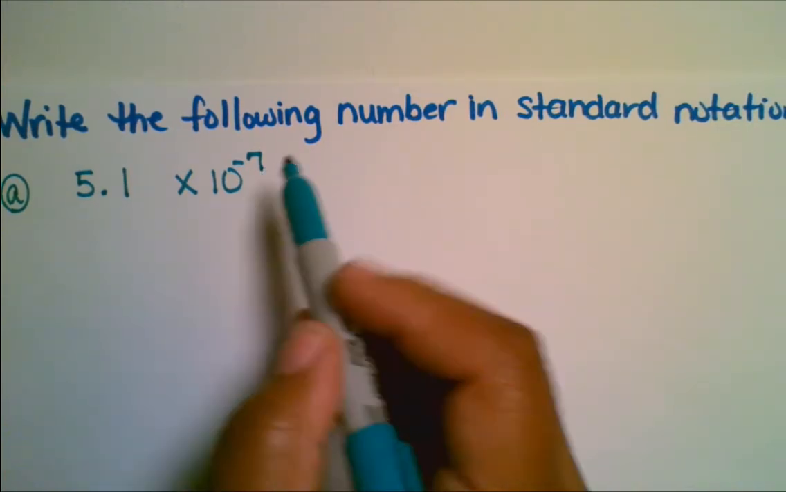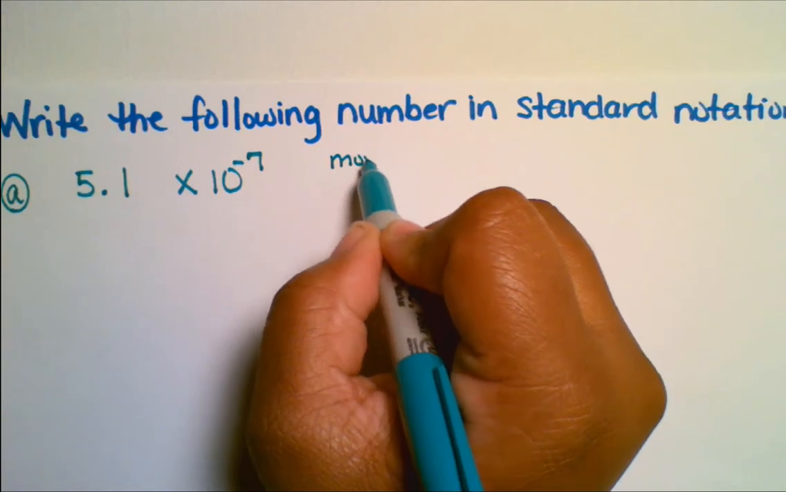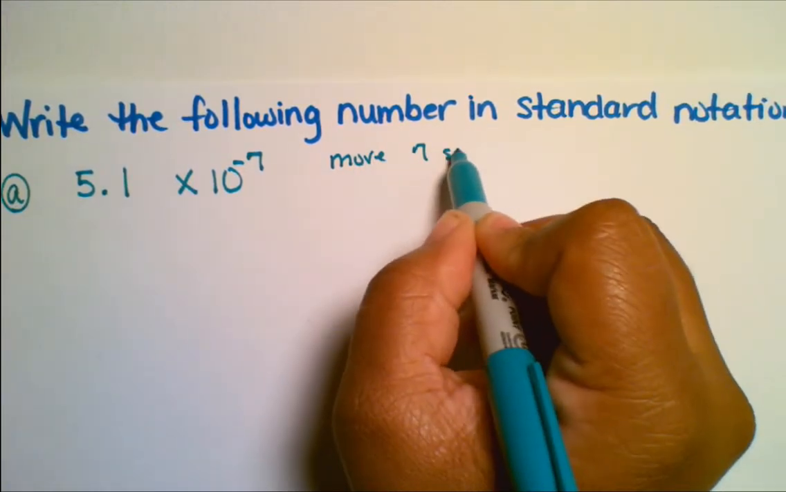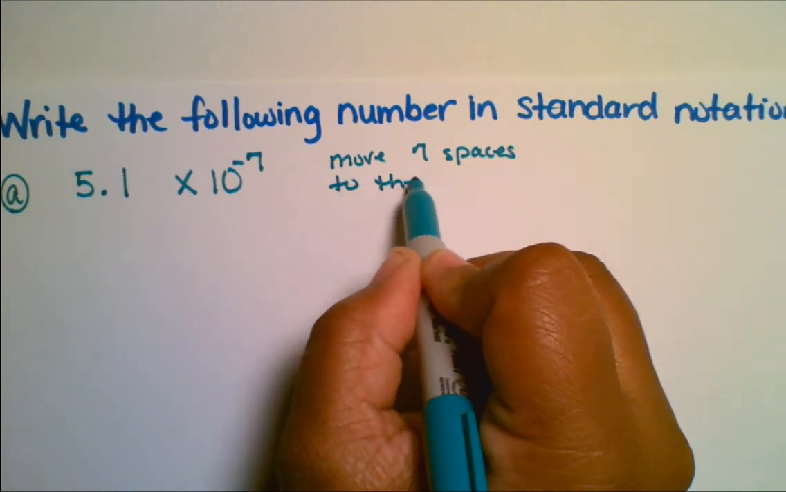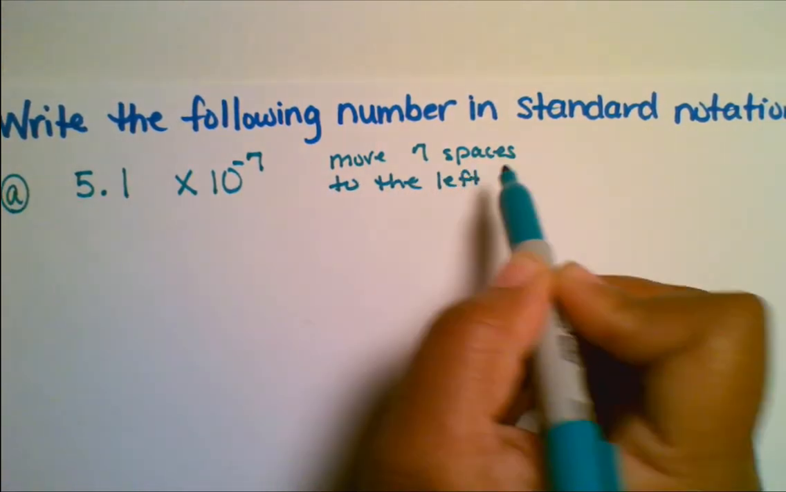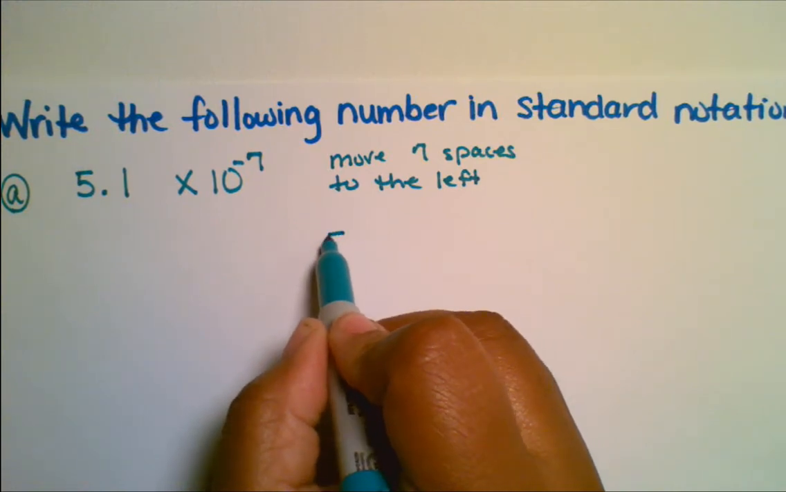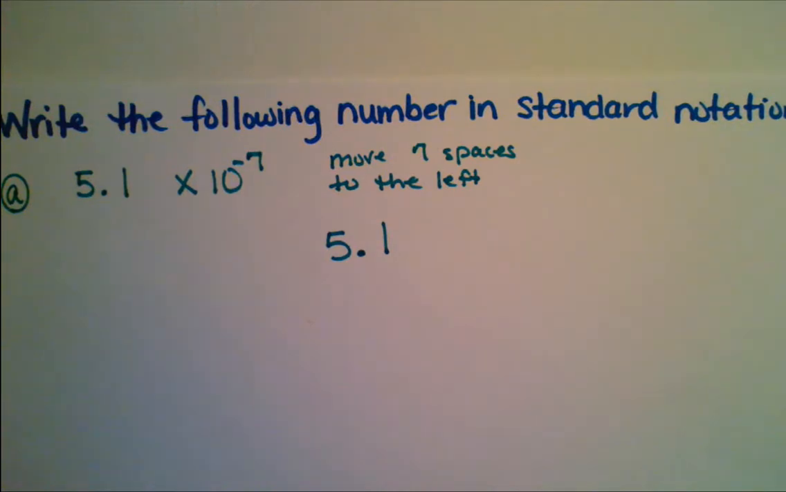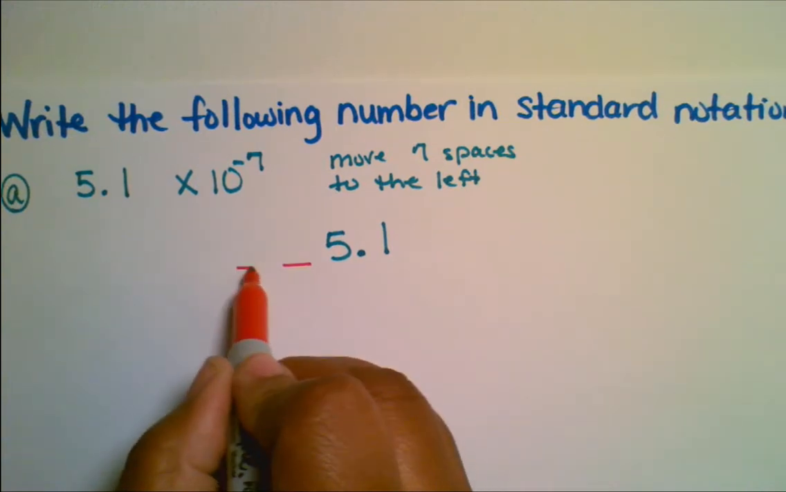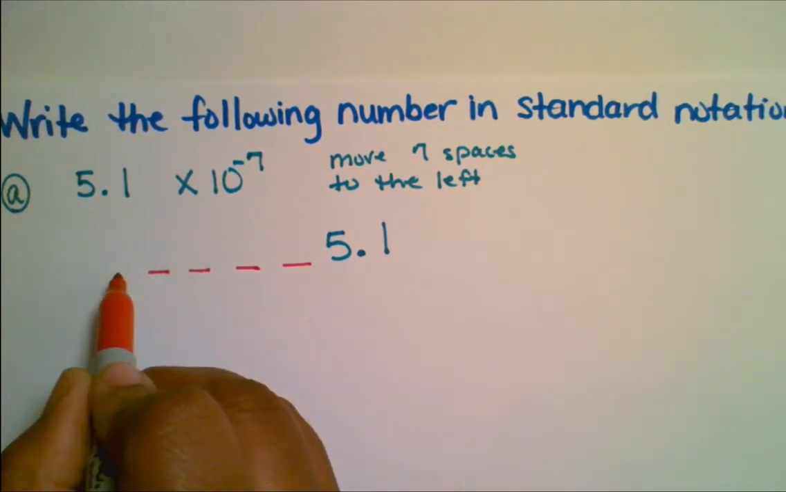So that's the indication that we're going to move 7 spaces to the left, and we're going to start from where our decimal point is currently located. What happens here is that we're going to have to create spaces, and the spaces that we create will be where we're going to insert zeros. So I'm just going to put some spaces here.